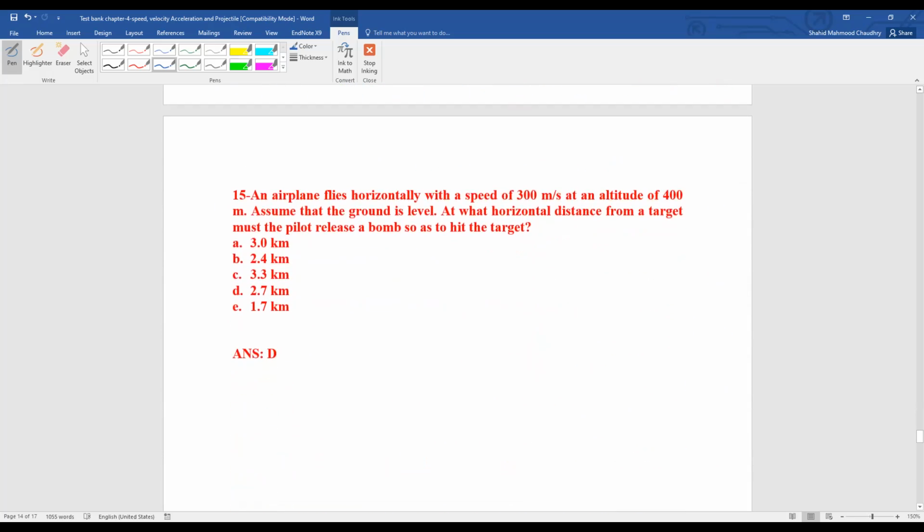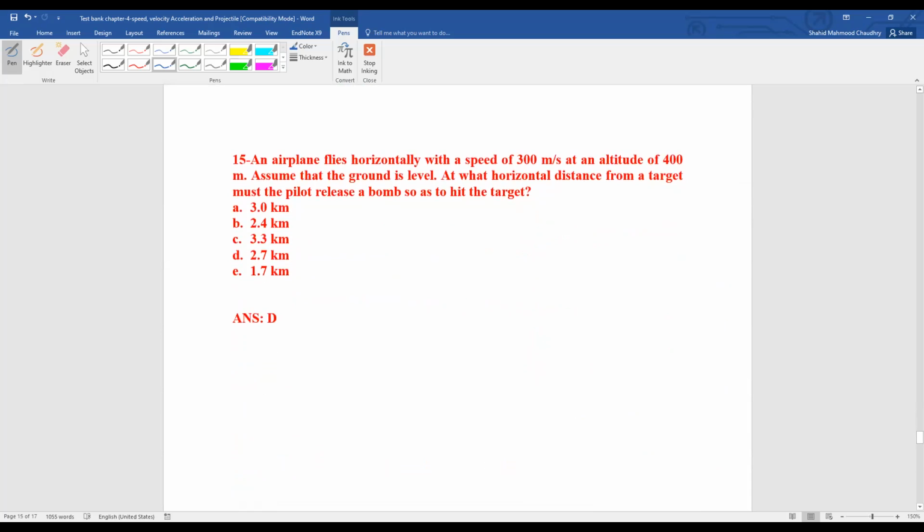After this problem, see another problem. An airplane flies horizontally with a speed of, so here it is written horizontally, speed of this one. So it means this is Vix is 300 meter per second, at an altitude, meaning y, 400 meter.